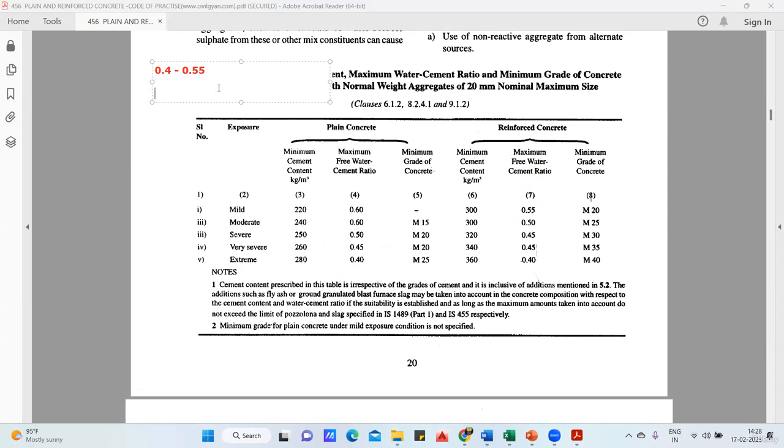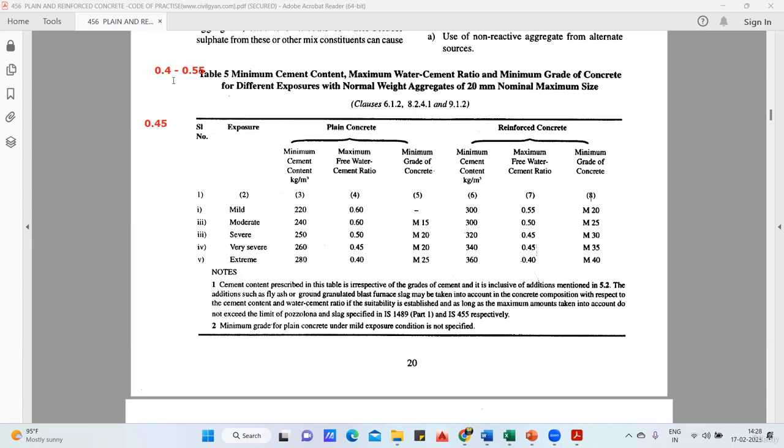So now you can assume, for example, I'm doing this for M20 grade of concrete, or let us say M15. We don't have M15 here, so we'll go with M20. For M20, it says the maximum has to be 0.55. You cannot go beyond that. So I'll use 0.5, or let us say I'll use 0.45. So this is my water cement ratio.